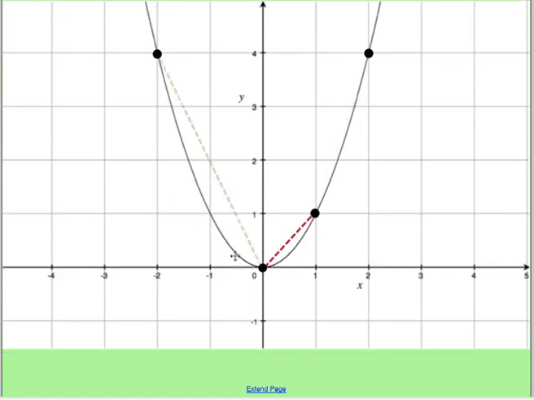There we go. So the rise is 4, and the run was negative 2, and therefore we have a negative slope of that green line. That's the secant line between 0 and negative 2. The slope is negative 2.